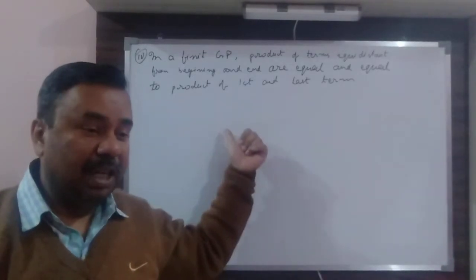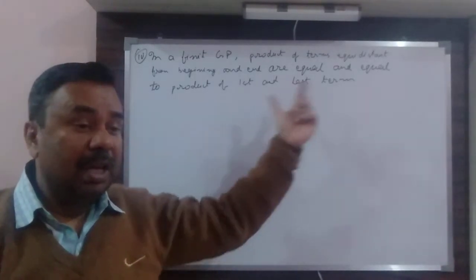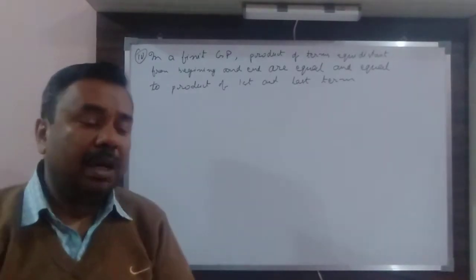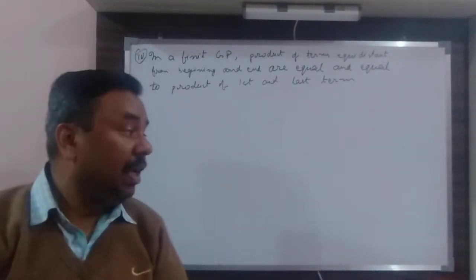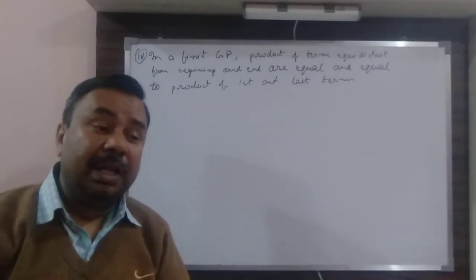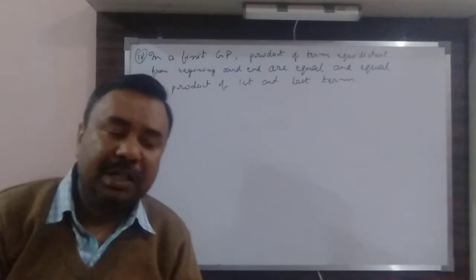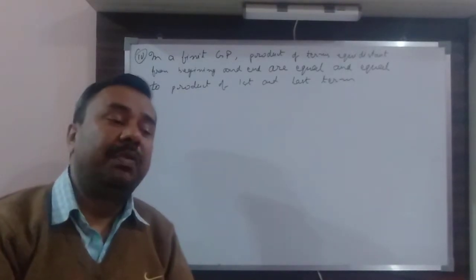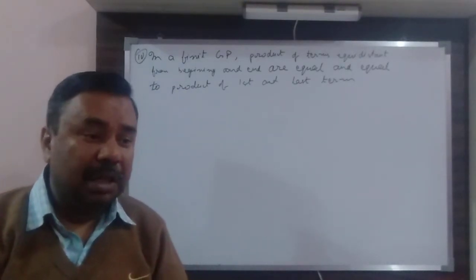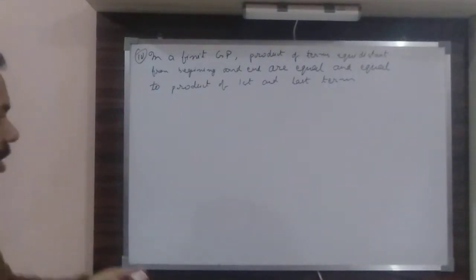If I am taking the second term, or the third term from the beginning, then the third last term from the end. Or I can say, the rth term from the beginning, then the rth term from the end. The product of these two numbers will always be the same, and that will be equal to the product of the first term and the last term. Let's see how it happens.